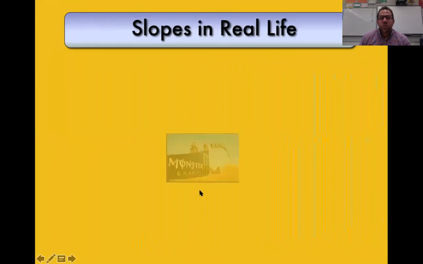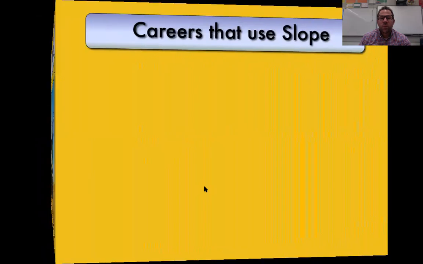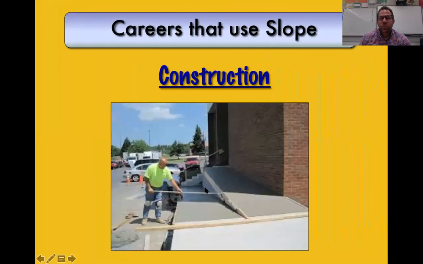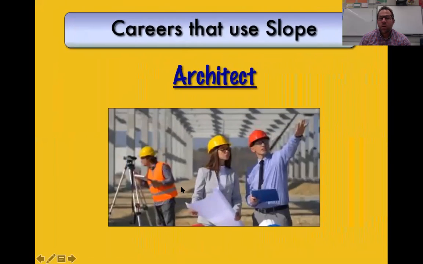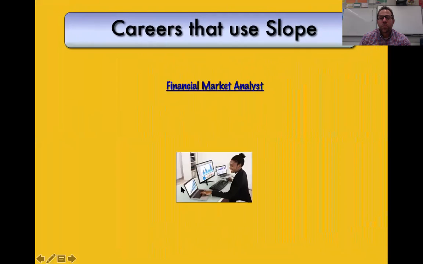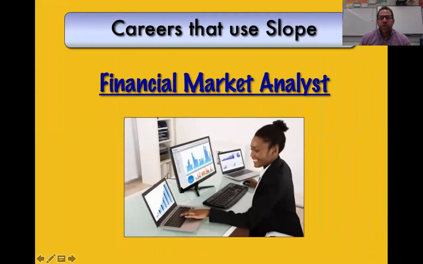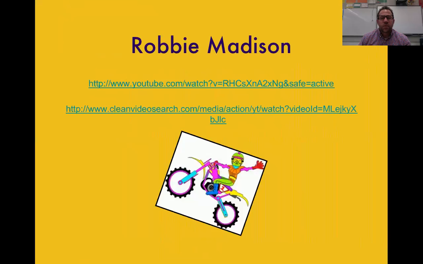And then we also looked at some careers. We've talked about construction, for example, building a ramp for a wheelchair ramp, a handicap ramp. And we talked about being an architect, uses slope. And we also talked about financial market analysts that work for banks and on Wall Street and stockbrokers. They need to have a good understanding of slope.